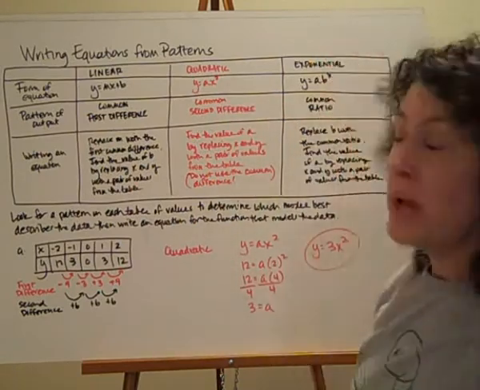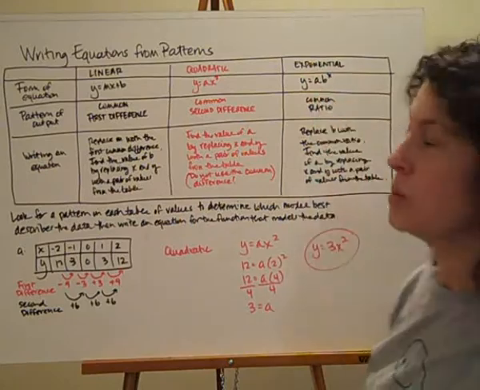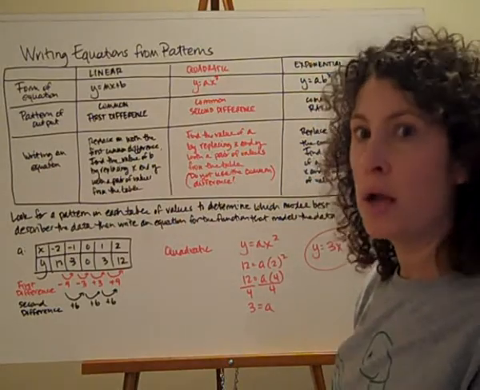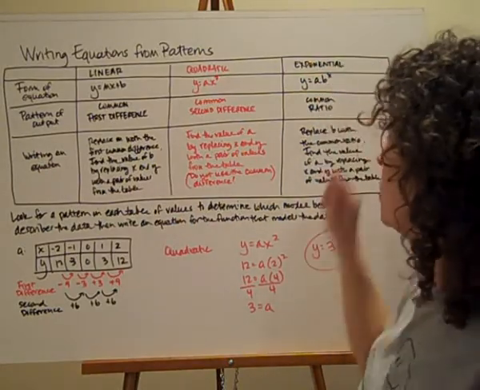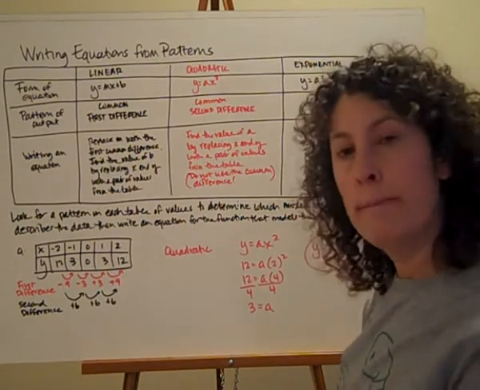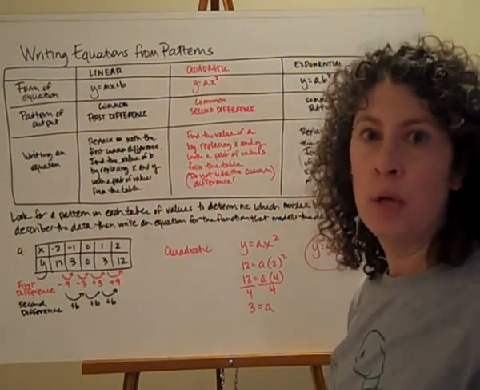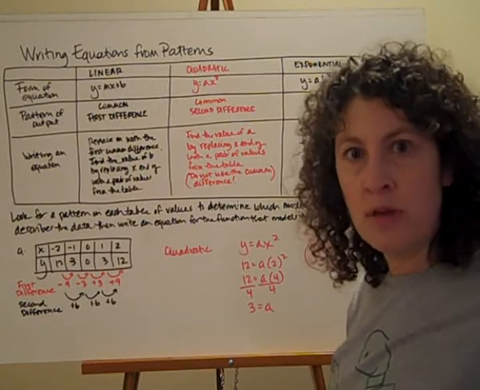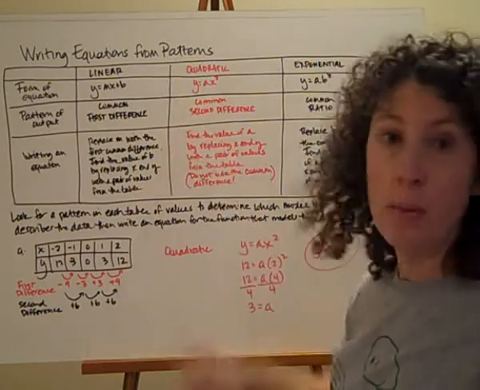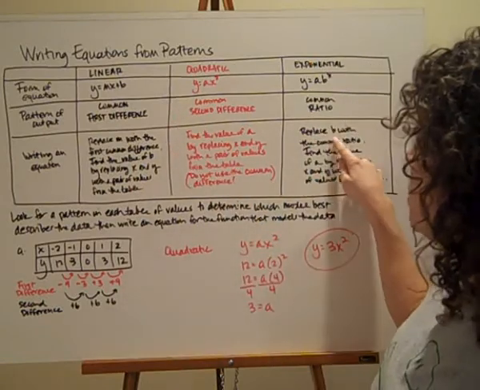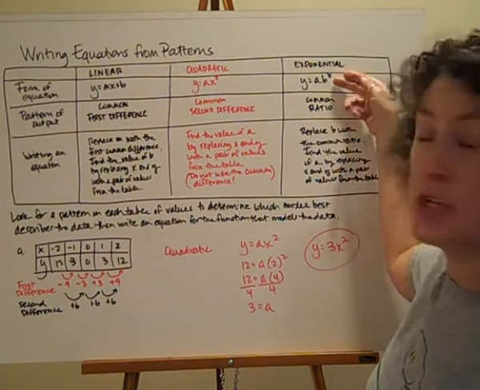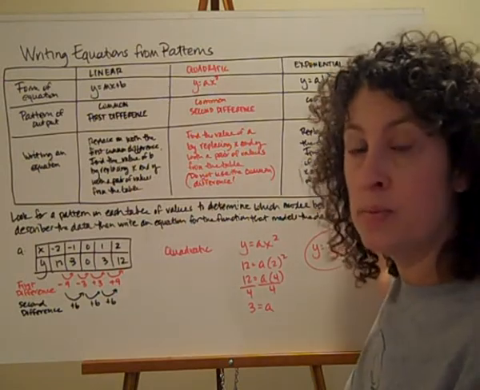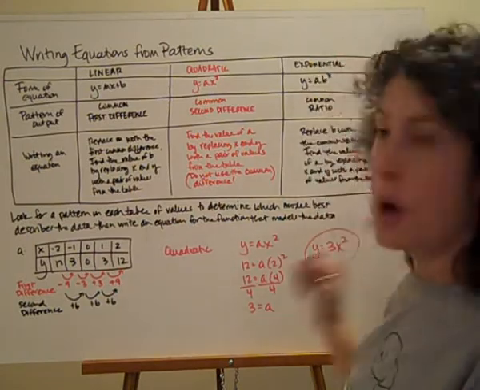All right, and then exponential. Our equation looks like this: y equals a times b to the x power. We're going to look for a common ratio, so we're multiplying the input by the same thing every time. We see a common ratio as opposed to a common difference. We're going to replace b with the common ratio. So in y equals a times b to the x power, b is that common ratio.